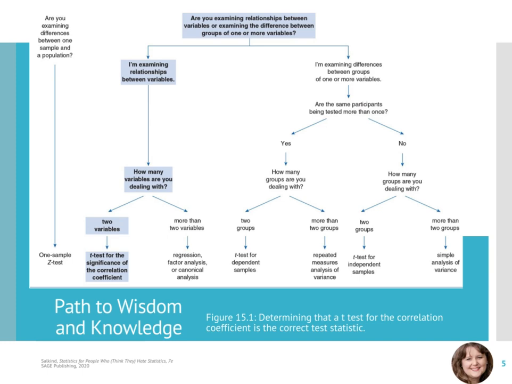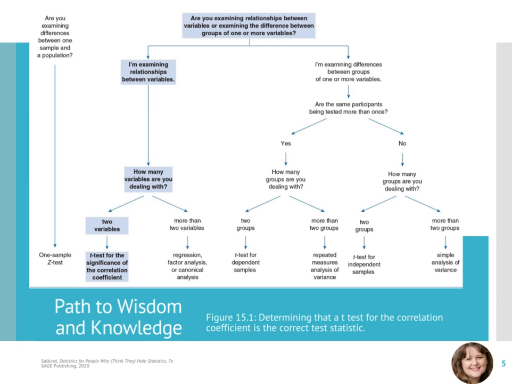I just wanted to walk us through figure 15.1 from your Salkind textbook because I think it has some good information here to help you think like a statistician and to be able to evaluate research. So you'll start there in the top left corner where it says, are you examining differences between one sample and a population? This is that one-sample Z test that essentially never gets used in clinical psychology research, but it's sitting right there. So just be aware that it exists.